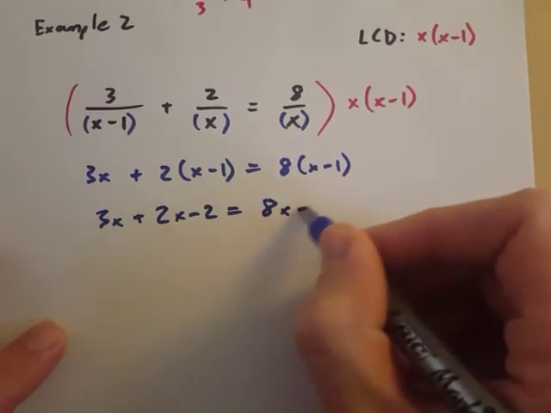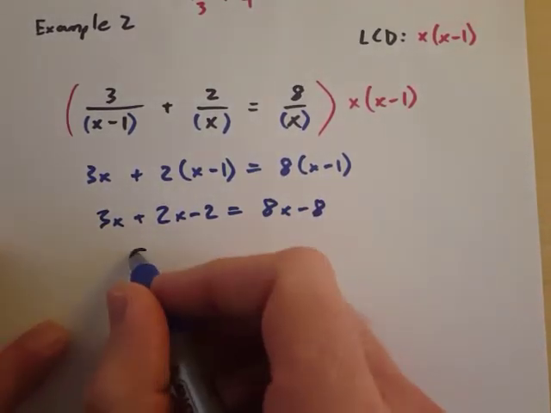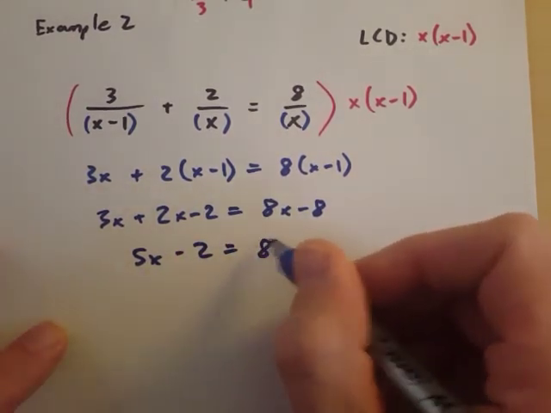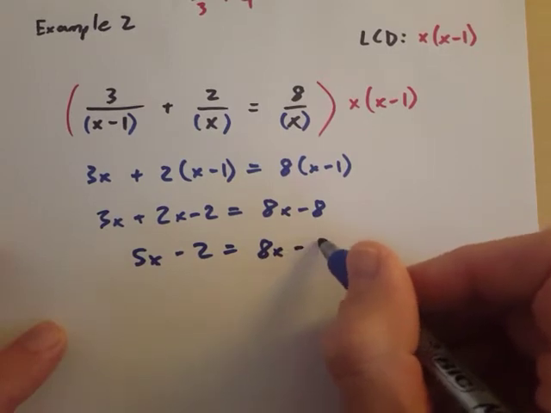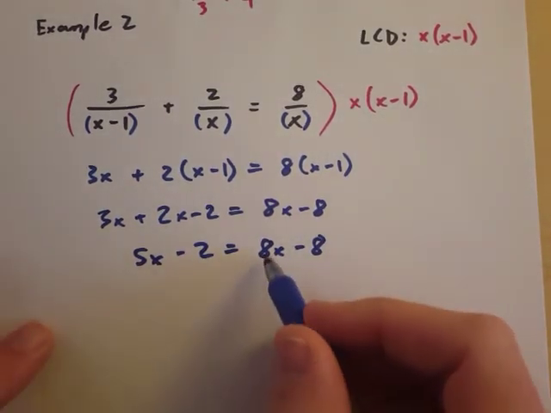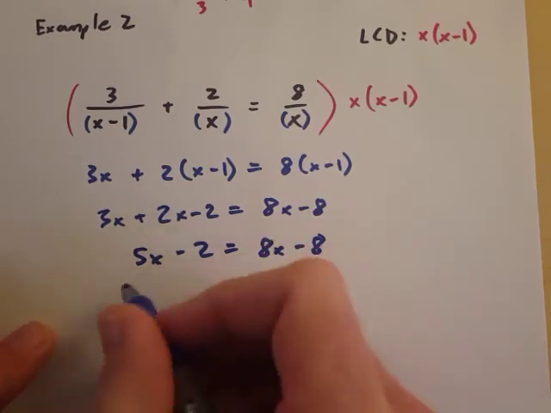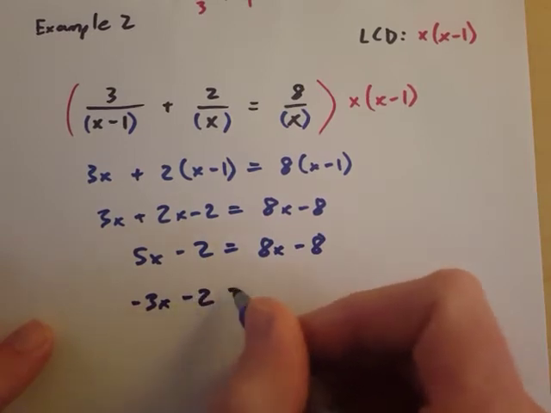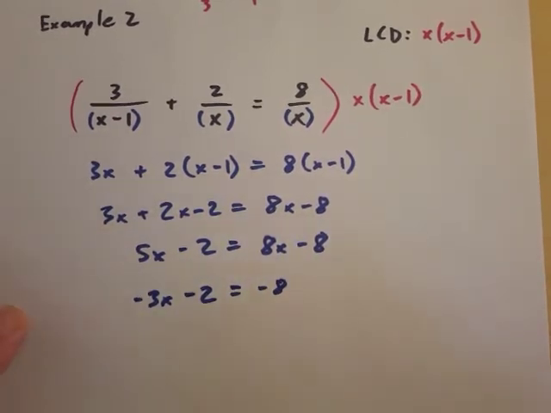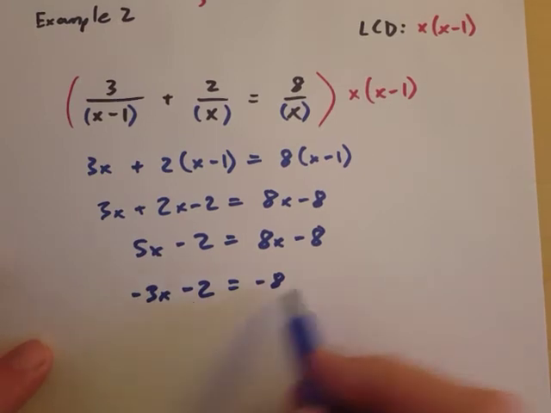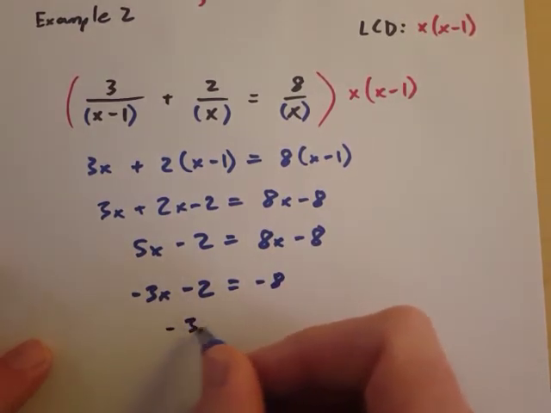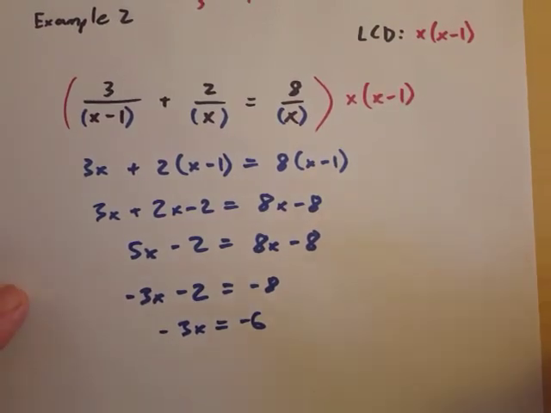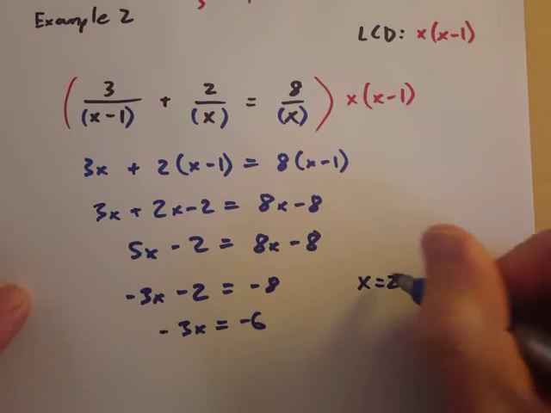on both sides. Combine the like terms, 2x plus 3x is 5x. Then we can start moving things around. Maybe let's subtract the 8x to go over here. So 5x minus 8x is negative 3x minus 2 equals negative 8. Then we can add the 2 to both sides, making it negative 3x equals negative 6. Divide by negative 3, finish it out, we have x equals 2.